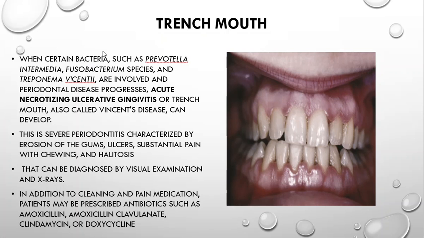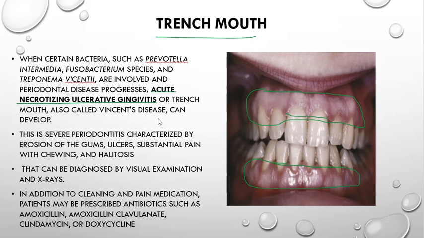Trench mouth. Specific bacteria: Prevotella intermedia, Fusobacterium species, Treponema vincentii. These guys cause an acute necrotizing ulcerative gingivitis. What a name. But look at those. Look how bad that is. And you can see the gums should be down here. So this person has already lost a lot.